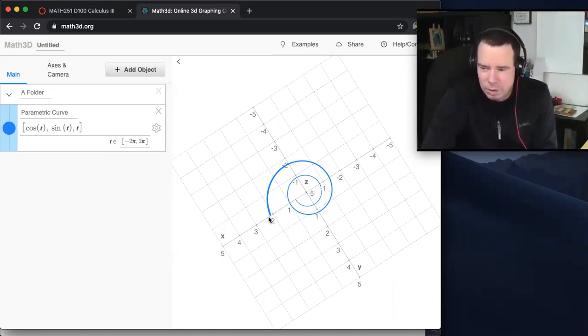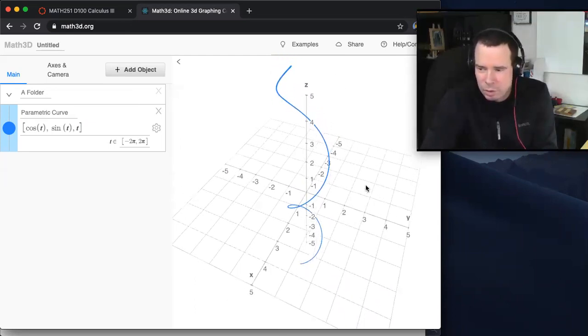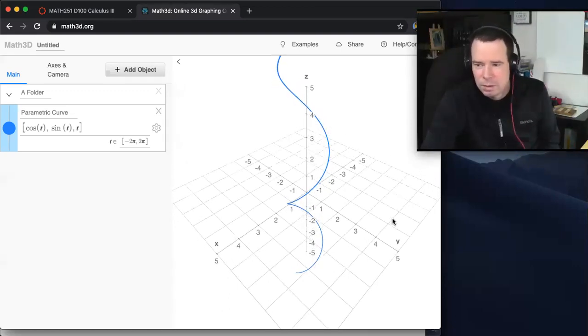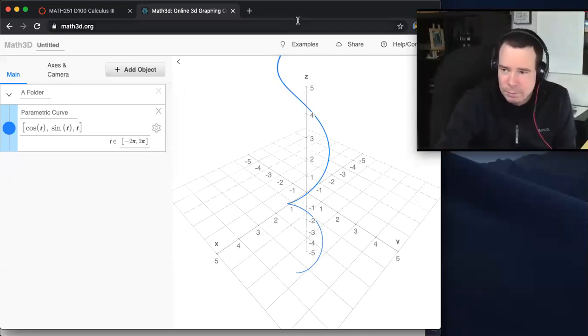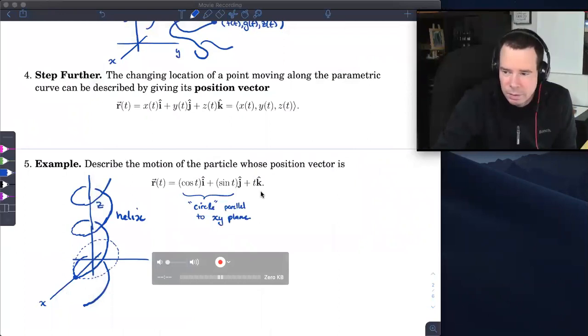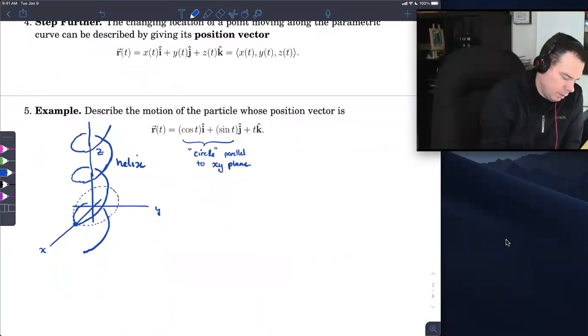It's just circling around the z-axis, and it's moving up as you go around. So we start at this point, t equals 0, and it's just spiraling around the axes. And so this is what a helix is. And now we've got the expression for working with the helix, and that's given by the cosine and the sine and that linear function t.